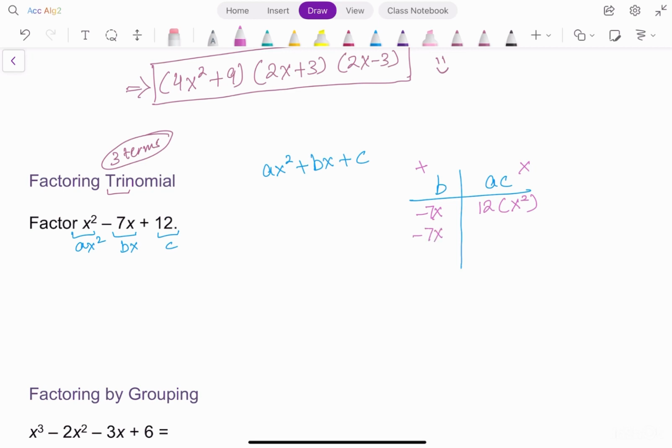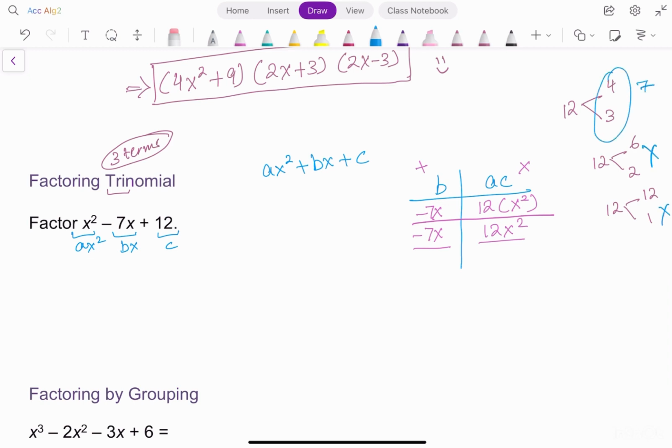Now I need to make 7 and 12 by using two numbers. So what are the factors of 12? Just think. The factors of 12 can be 4 and 3, or I can make 12 by multiplying 6 and 2, or 12 times 1. Now which two numbers, if I add them, give me 7? Only 4 and 3, because 4 and 3 will give me 7.